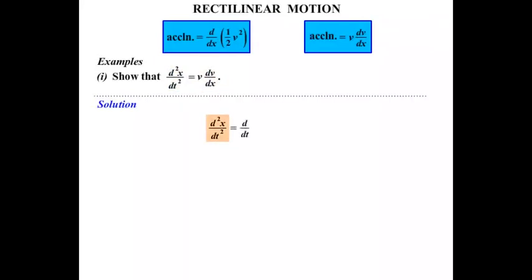We can write it as d/dt of dx/dt. If we think about it, we've got d/dx, and that's why we get d squared x. And on the bottom, dt times dt is actually dt squared. That's a little bit of notation there. Now, what have we got? Well, dx/dt is in fact the velocity, change in x over change in t. So we've got d/dt of v, which we write as dv/dt.